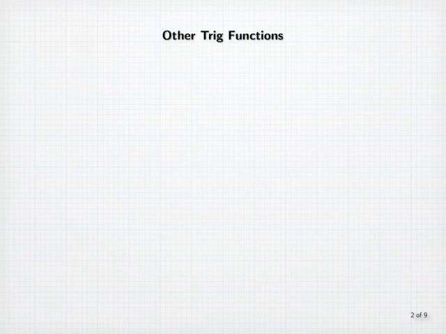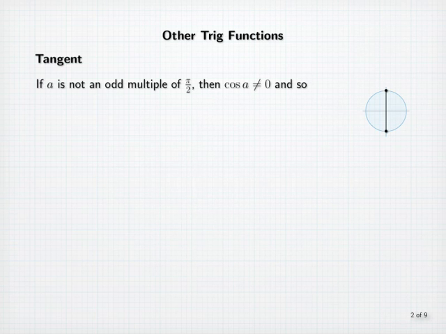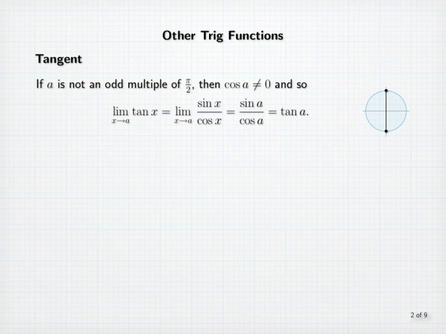The other trig functions. Consider the tangent function. If a is not an odd multiple of pi over 2, then the cosine of a is not 0, and so the limit as x approaches a of tangent x, which is the limit as x approaches a of sine x over cosine x, will be equal to sine a divided by cosine a, which is just tangent of a. Notice the odd multiples of pi over 2 correspond to angles which place us either at the top or the bottom of the unit circle, as seen in the figure here.